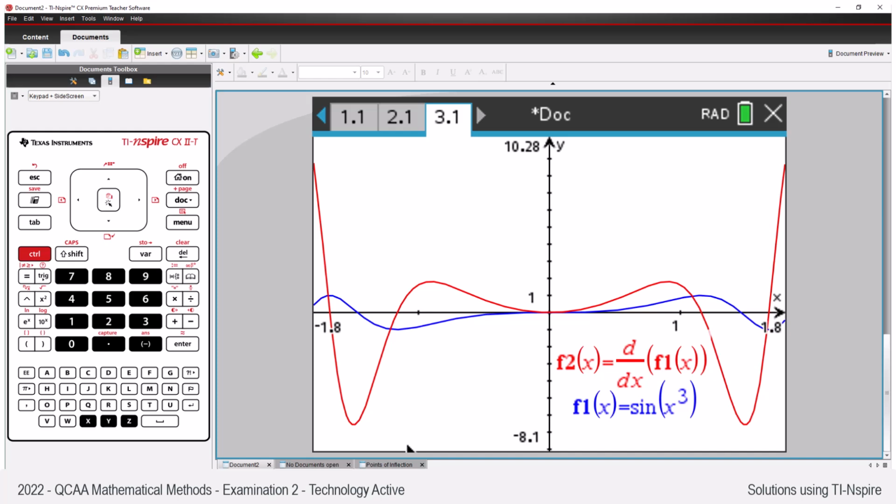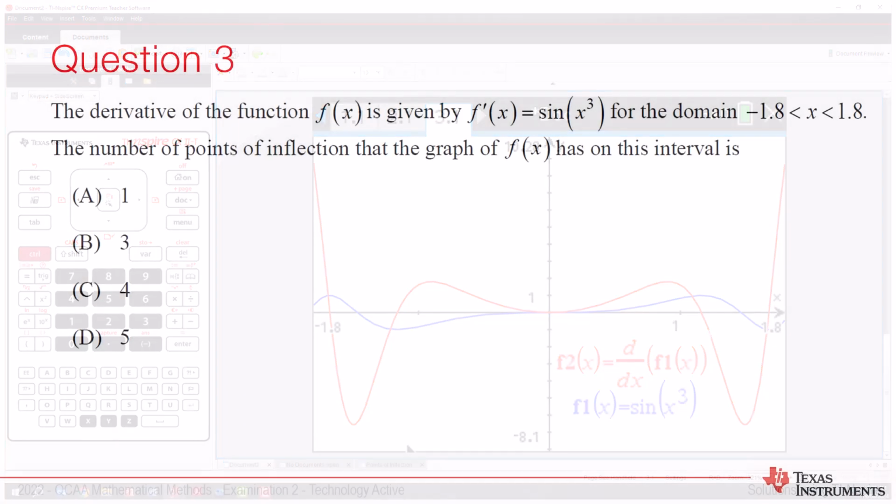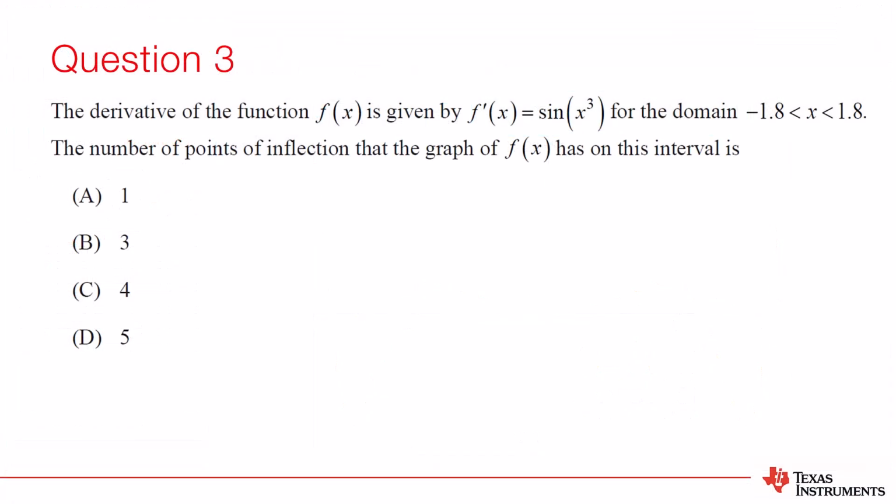If you would like to gain a deeper understanding of the points of inflection, specifically pertaining to this question, check out our other video all about points of inflection. For the purposes of this video, we can conclude that since there are 4 occasions where the second derivative crosses the x-axis, then there are 4 points of inflection on the original graph of f of x. So the answer is option C, 4 points of inflection.